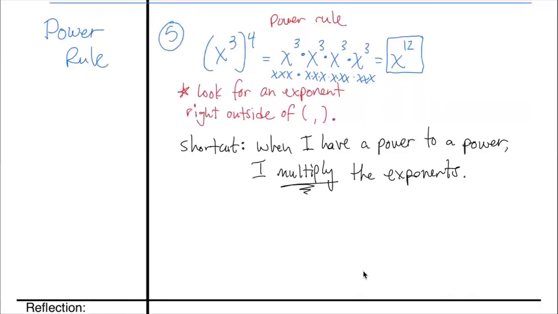So let's try some here. Number 6. Let's say a to the second, all that to the 5th power. Good, I'll give you a little bit of time. Go ahead and try this one. Good, and we just multiply exponents and we get a to the 10th.